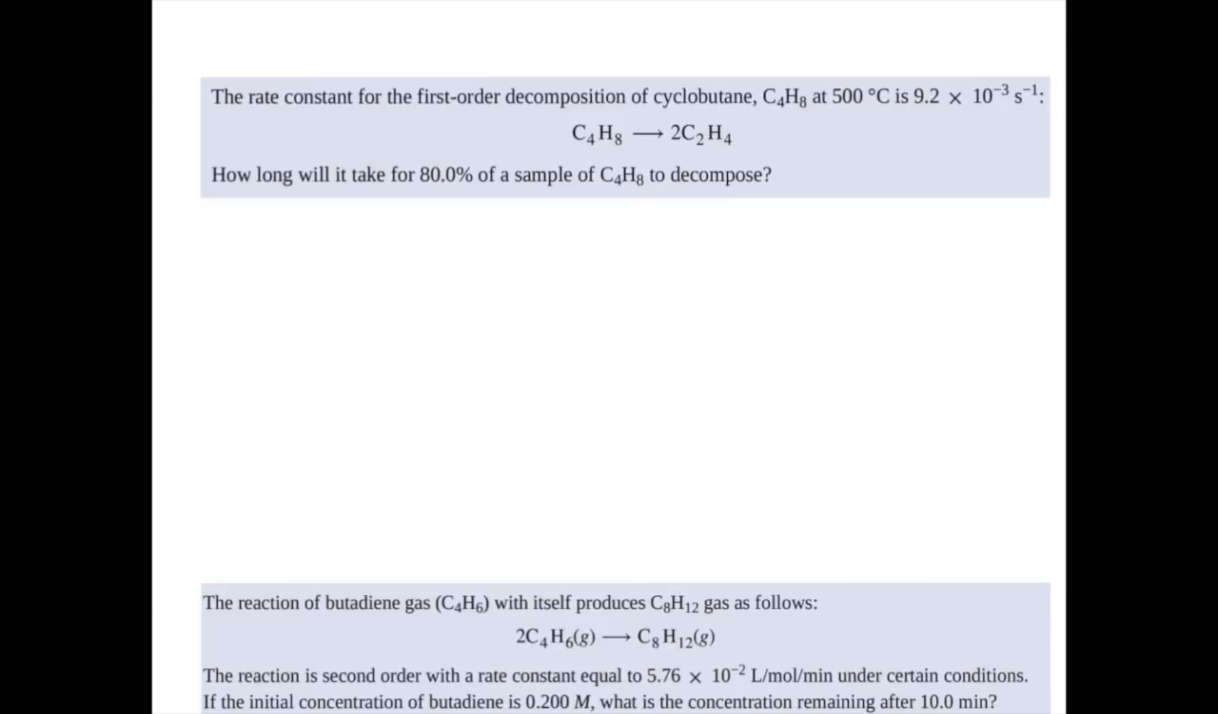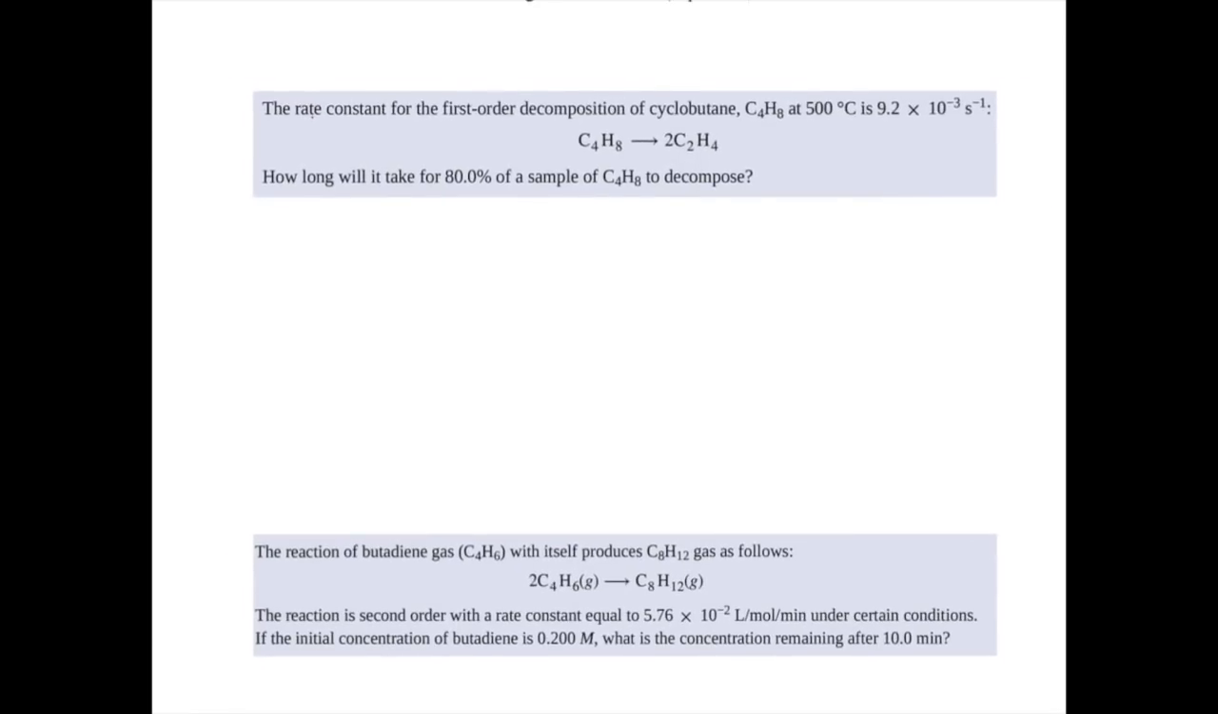Okay, so since this is first order, you have lots of different forms to work with. The one that I think will work best for this one is this. So I'm going to write it out: natural log of A sub t divided by A0 is equal to minus kt. And we know that we want 80% of our sample to decompose. So you want to think in terms of what's left. If 80% of A decomposed, if 80% of that's gone, then 20% remains.